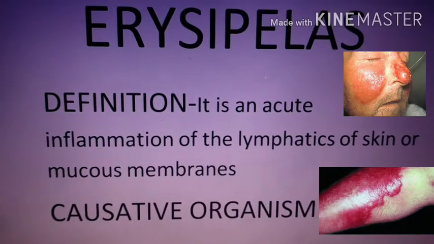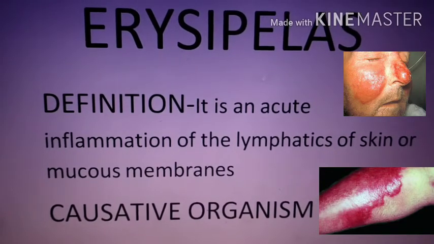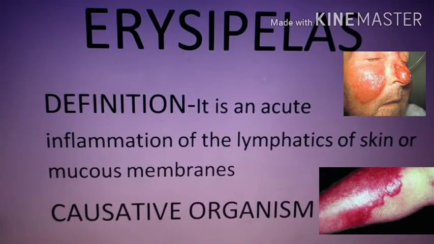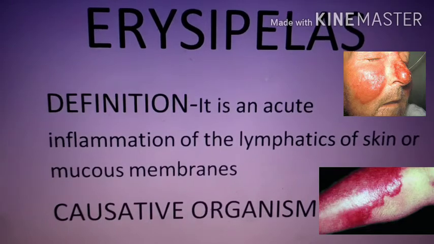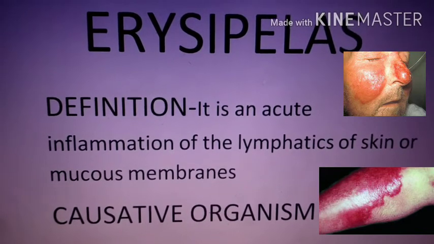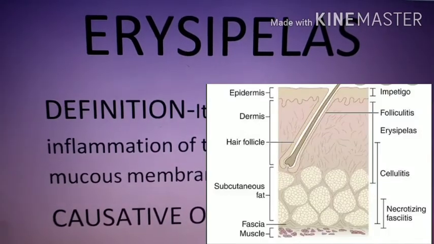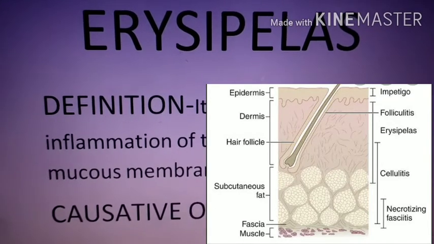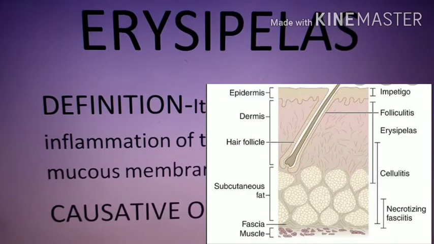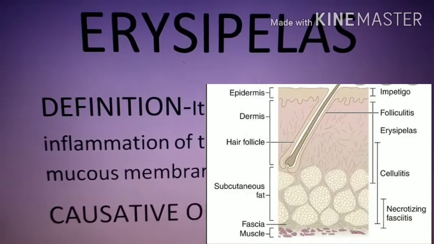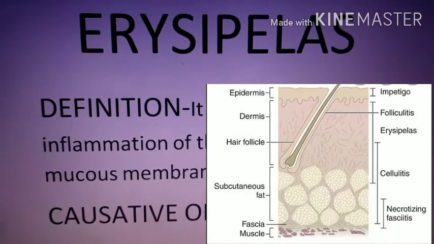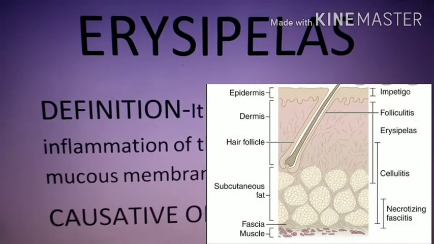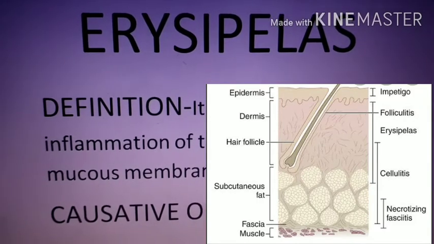The definition says that erysipelas is an acute inflammation of the lymphatics of the skin and the mucous membrane. So basically, erysipelas is a type of superficial cellulitis with dermal lymphatic involvement. The only difference between cellulitis and erysipelas is that cellulitis will affect the deeper tissues also, but erysipelas will affect only the upper layer of the skin.